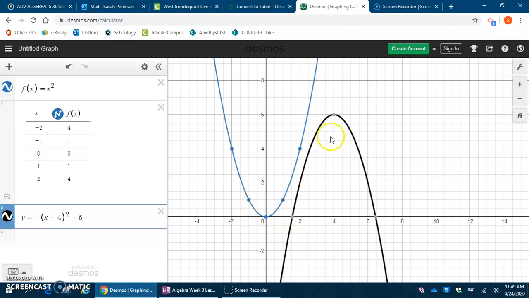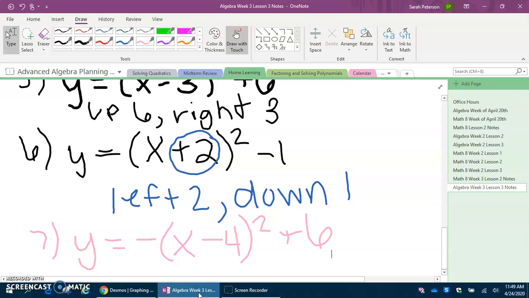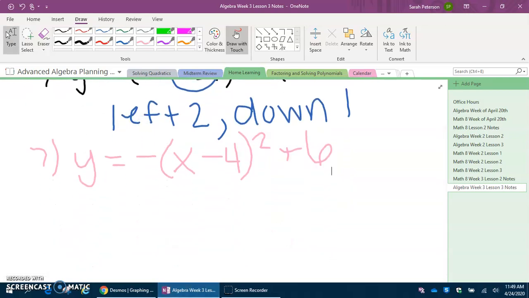So if you see, this parabola actually looks flipped. Okay, but let's look at where the vertex is. So we're going to compare point to point. So vertex here is 0, 0, as we know. The vertex here is 4, 6, which means it went right 4 and up 6. But when I added that negative, it looks like it flipped the parabola, which is exactly what happened. So if you see a negative in front of the x squared, that's going to flip the parabola.